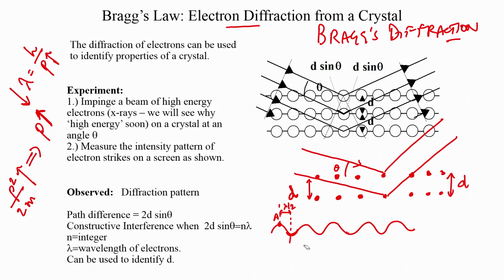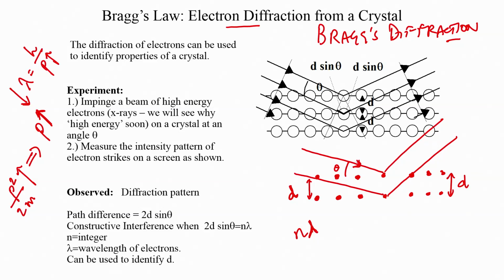Now if you translate this wave a little bit more by another half lambda, the peak has shifted by another lambda by 2, and therefore the total translation has been 1 lambda, that is 1 wavelength, and you will again have constructive interference. So you have constructive interference only when the path difference between the two waves, or if you want to think in terms of phase difference that is also okay, should be an integer times lambda. It is only then that you will have constructive interference.